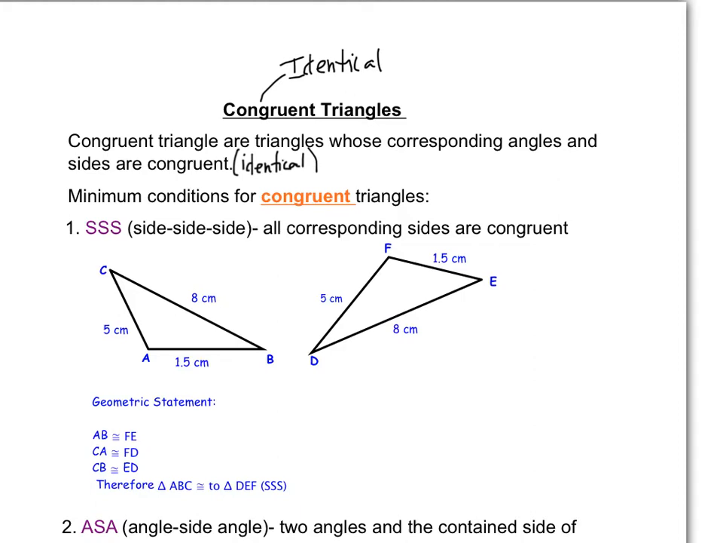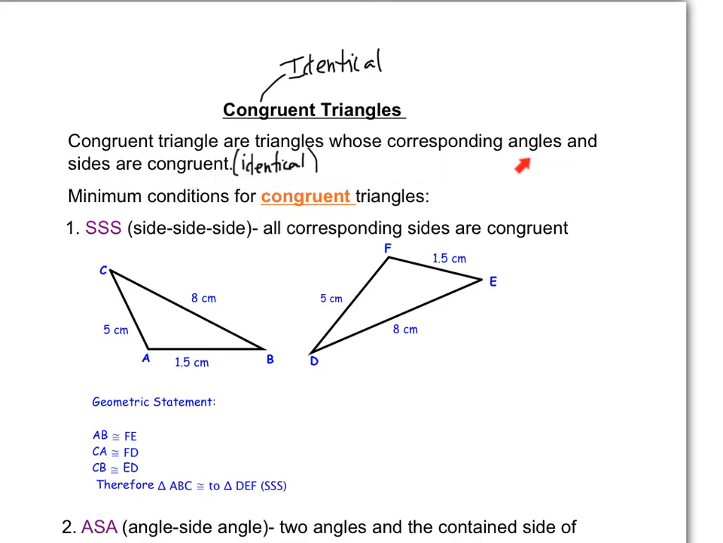This lesson is dealing with congruent triangles. When we are talking about congruent triangles, we are talking about triangles that are identical. So whenever you see the word congruent, it means identical, exactly the same. So if we read this first definition, congruent triangles are triangles whose corresponding angles and corresponding sides are congruent. So in other words, identical.